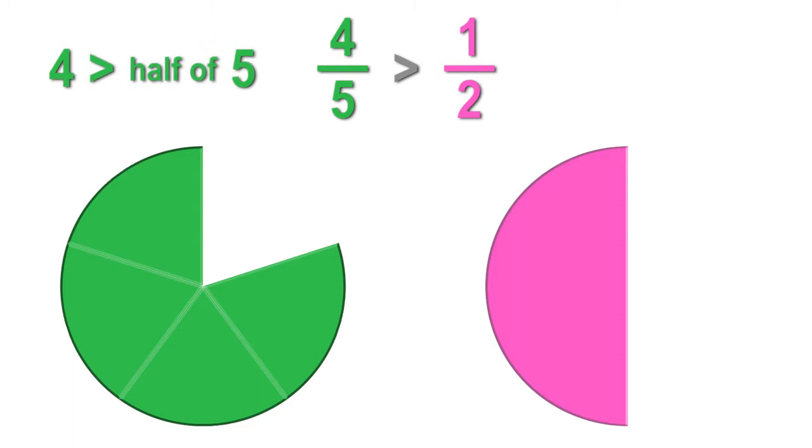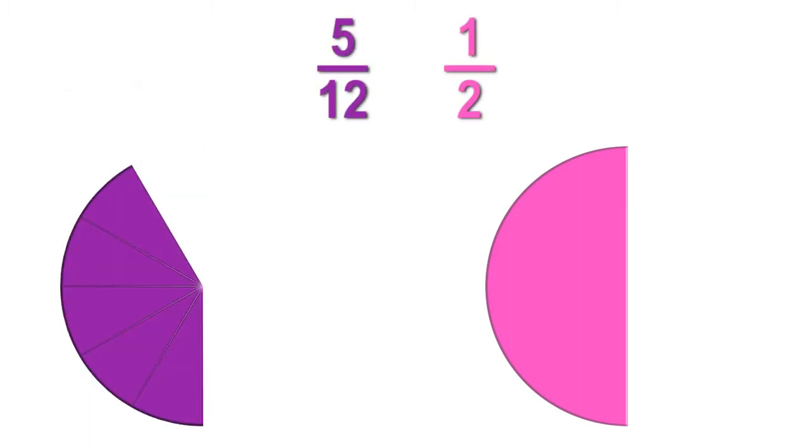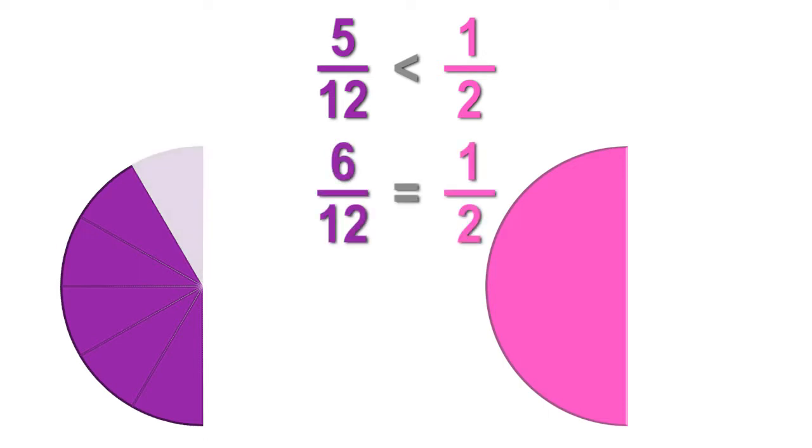If we were to compare 4/5 to 1/2, we could use our fraction manipulatives to discover that 4/5 is greater than 1/2. We could also reason that since the numerator of 4 is greater than 1/2 the denominator of 5, the fraction is greater than 1/2. Comparing 5/12 and 1/2, we can again model them visually to see that 5/12 is less than 1/2. Similarly, we could determine that half of 12 is 6, making 6/12 equivalent to 1/2. And since 5/12 is less than 6/12, 5/12 is therefore less than 1/2.